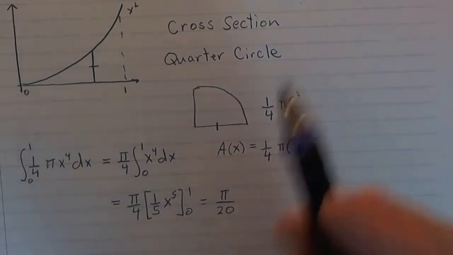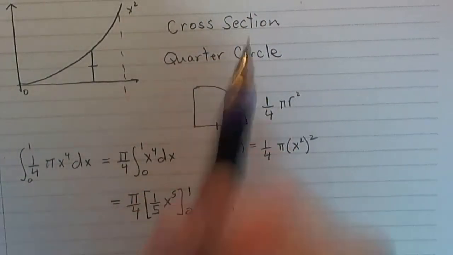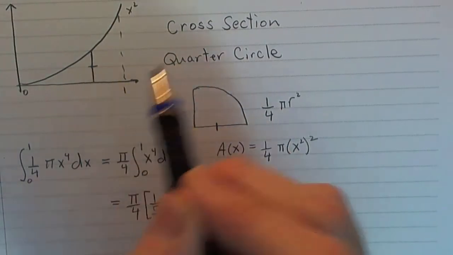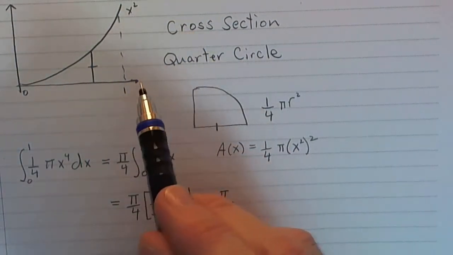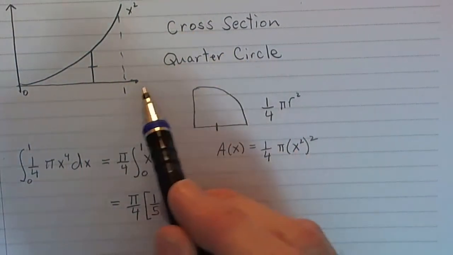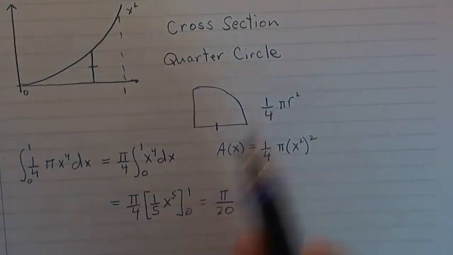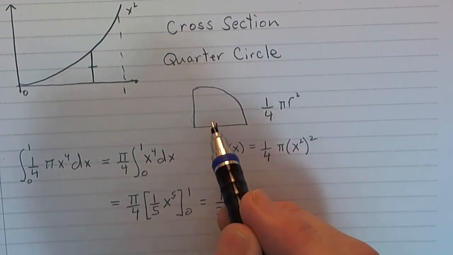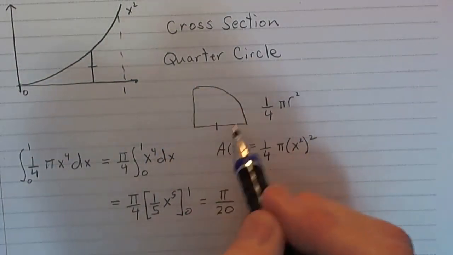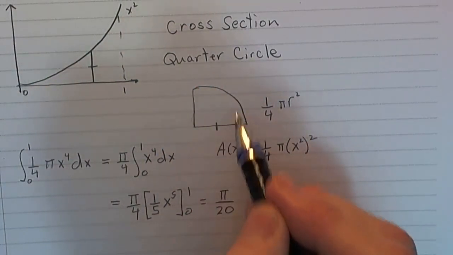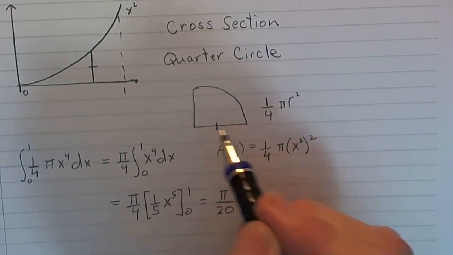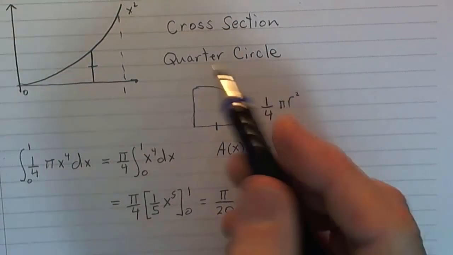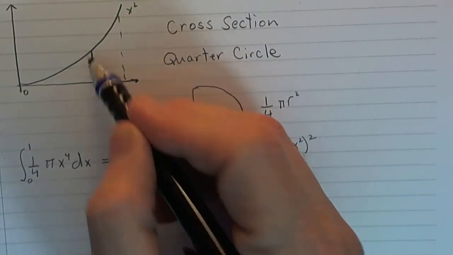So notice every time, the name of the game here is, they'll give you a base, and they'll say the cross sections are half circle, quarter circle, square, rectangle. Whatever it is, you have to figure out what the area of that cross section is. If I'm looking at that cross section, what is the actual area that I'm looking at? How can I calculate the area? And you use the base to do that.